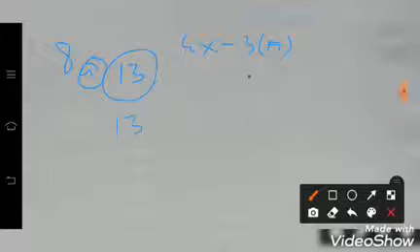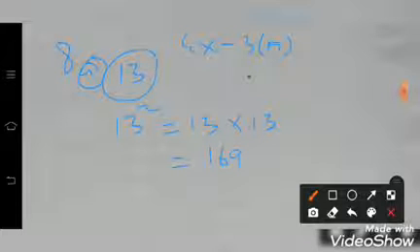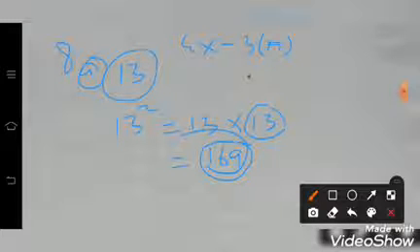So how to find out the square of 13? 13 square is equal to 13 into 13, which is how much? 169. So this is the square of 13, and the square root of 169 is 13. So this is the answer, and then you can try out the other questions. A is done, B, C, D, E you can try out.